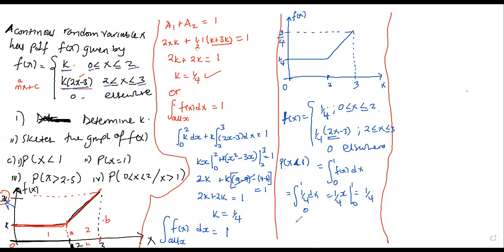Then there is another one. Probability of x is equal to 1 is 0. Why? It's because x is a continuous random variable. You know what that means? It means you cannot just have x alone.